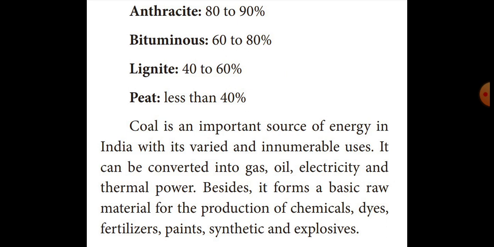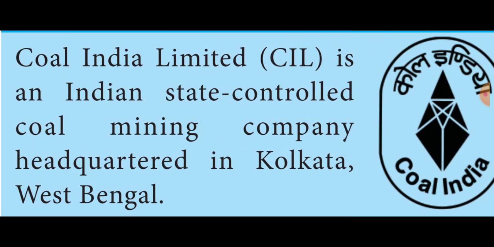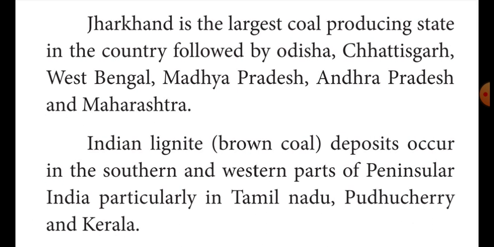Mostly we can find coal in peninsular India, mainly in the state of Jharkhand, followed by Odisha, West Bengal, Madhya Pradesh. These four states together account for 90% of coal. The remaining 10% of coal is produced in all other states. Jharkhand is the largest coal producing state.